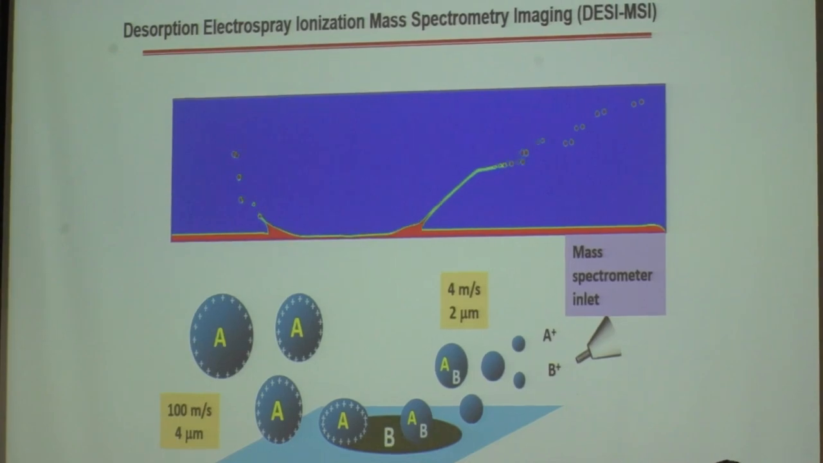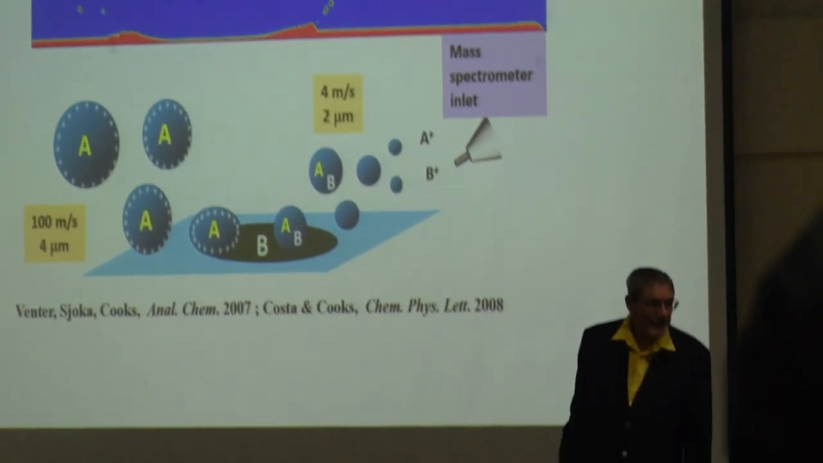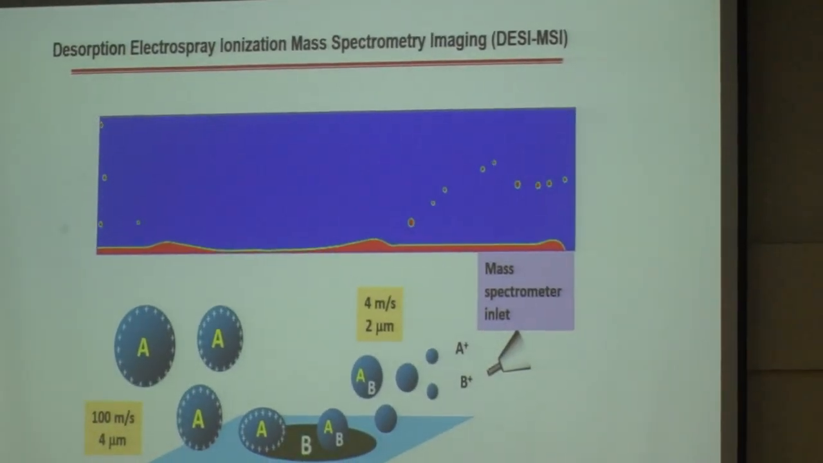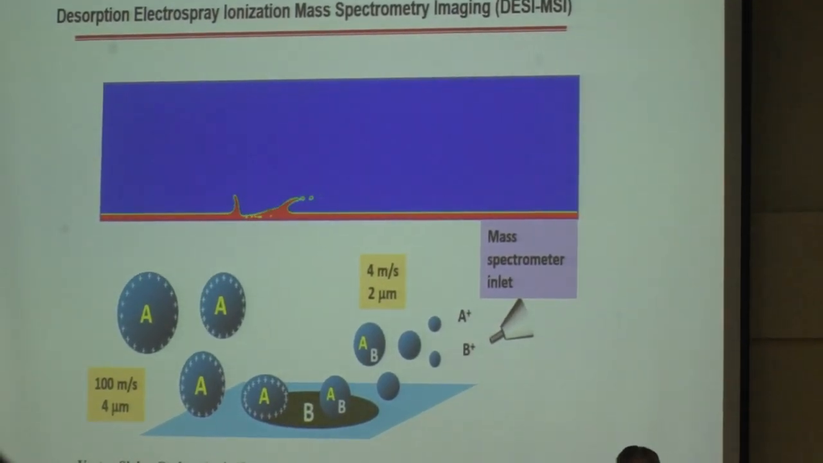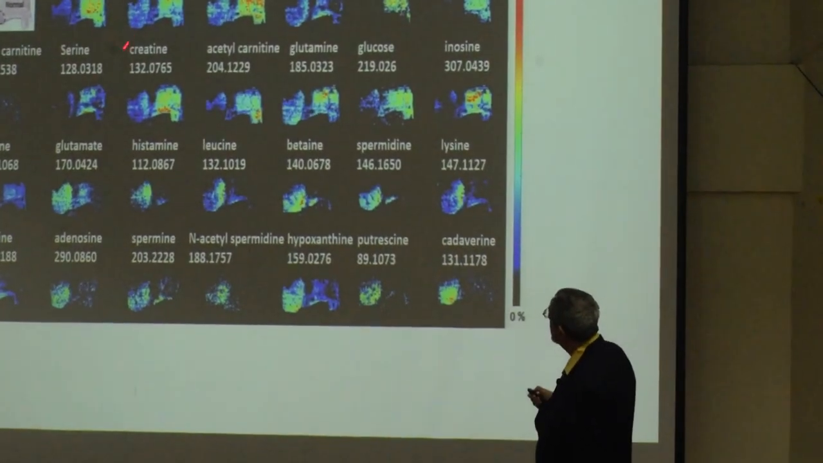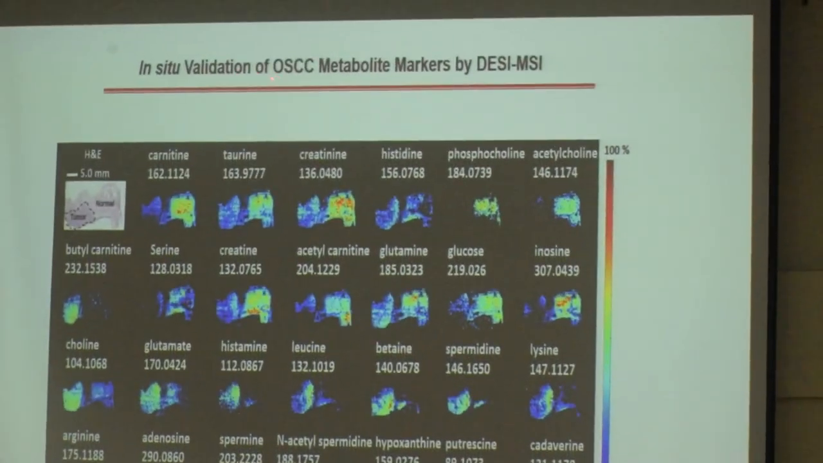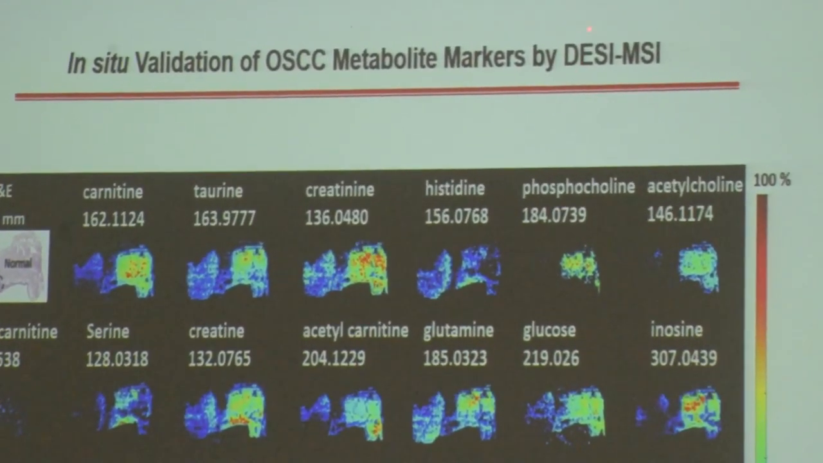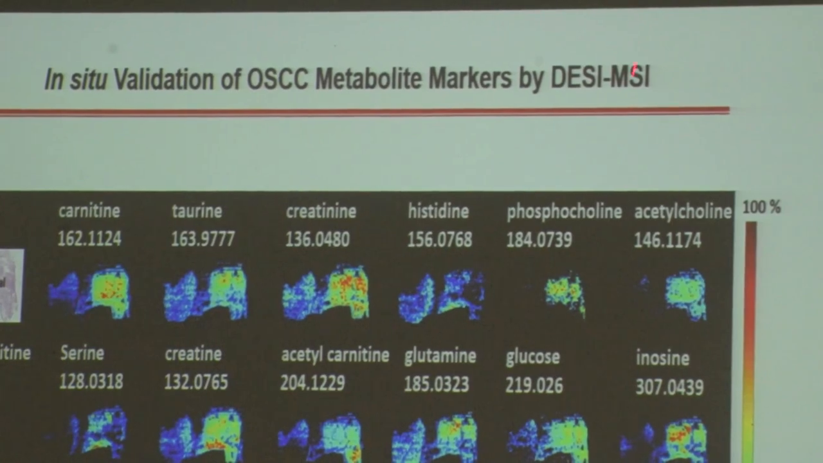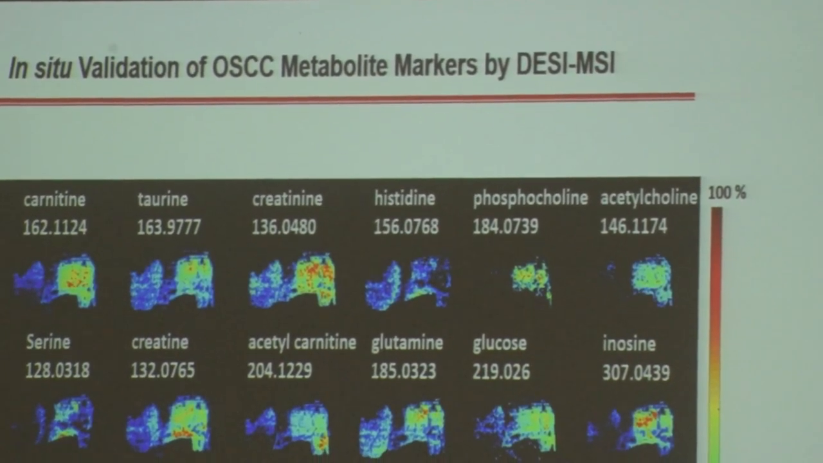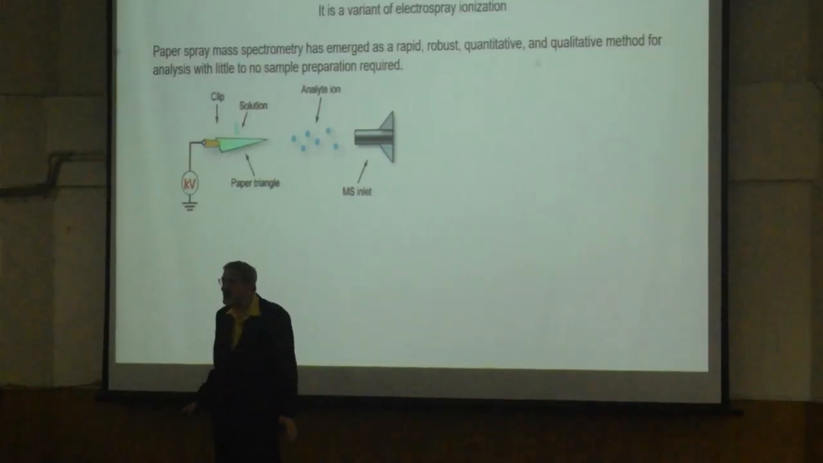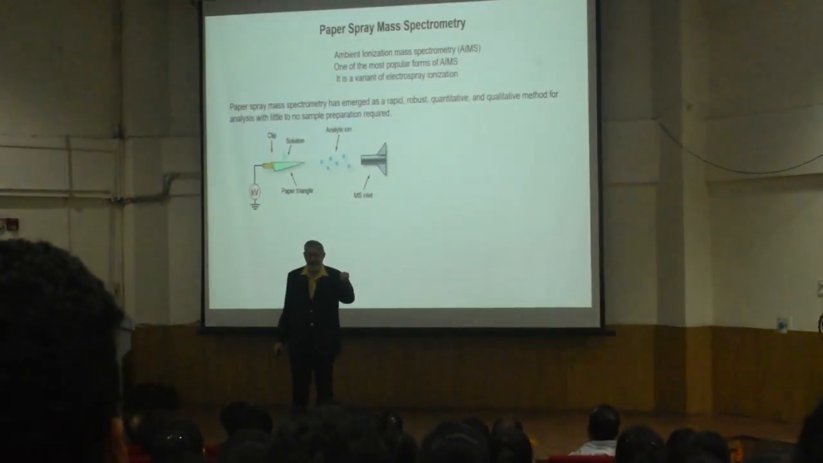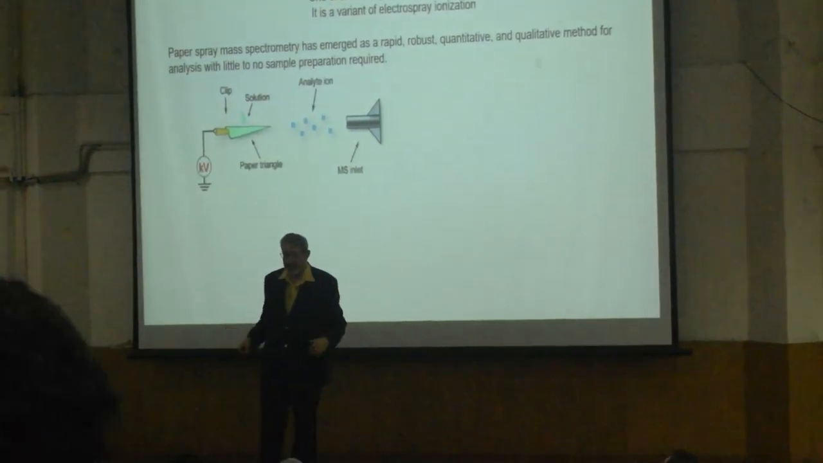The droplet will dissolve something on the surface. And we want to carry what's on the surface into the mass spectrometer and see what we see. Okay? And here is the in situ validation of the catalyte markers by what's called desorption electrospray ionization mass spectrometry imagery. That's the MSI. And here is the same. I'm going to explain to you what mass spectrometry is, also abbreviated MS.